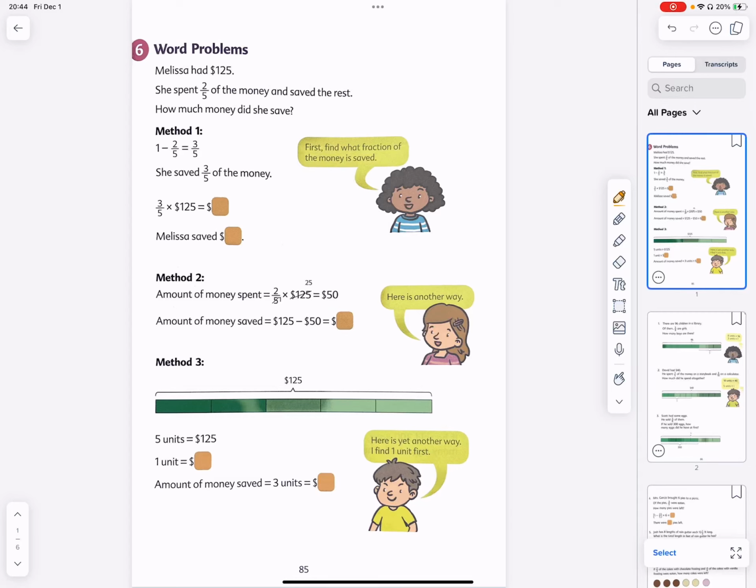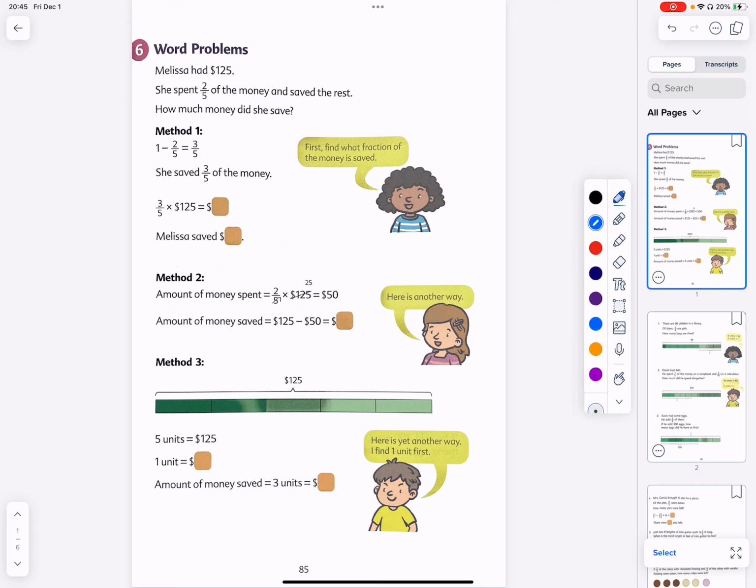Hello, math lovers. The topic of today's lesson is Singapore Math, Unit 3-6: word problems about fractions, specifically word problems that involve finding a fraction of a whole, which means we will be using multiplication. First example, Melissa.